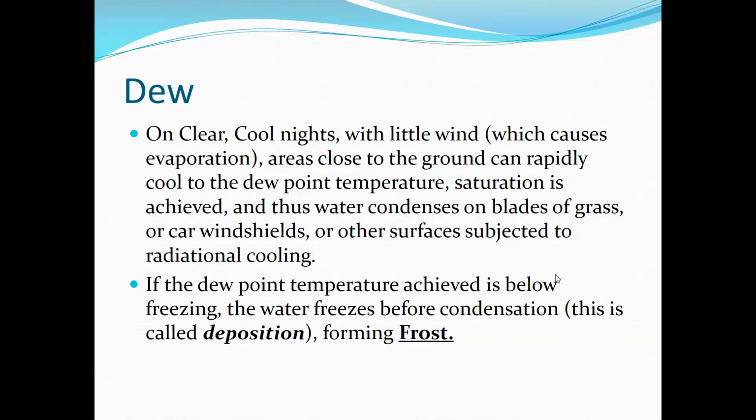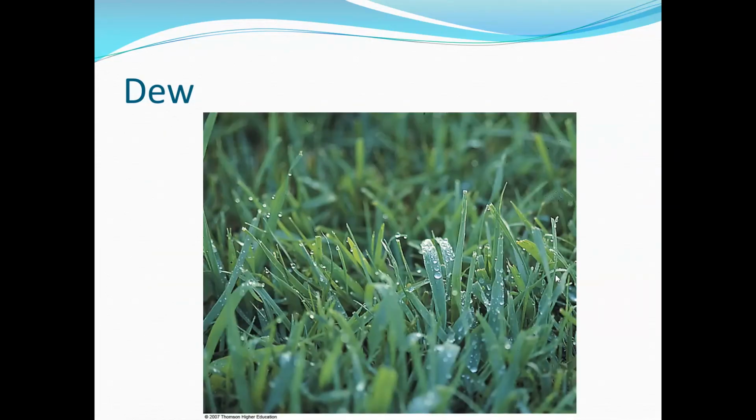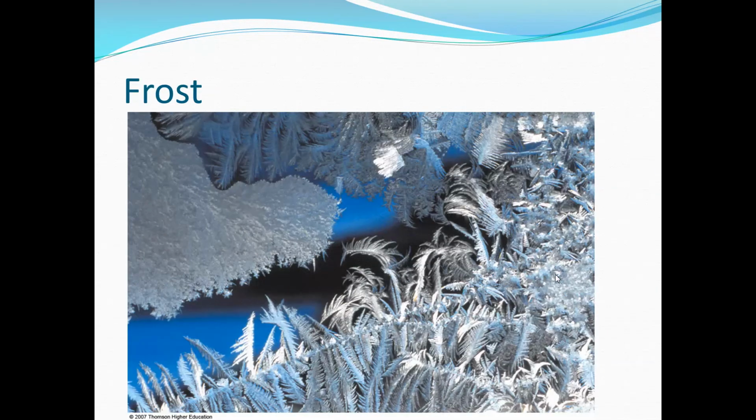Sometimes the temperature near the ground will be below freezing. And when that happens, we get what's called frost. Rather than condensing, the water vapor deposits. It goes from gas to solid, creating frost. So here's dew on the ground, and then here's frost.